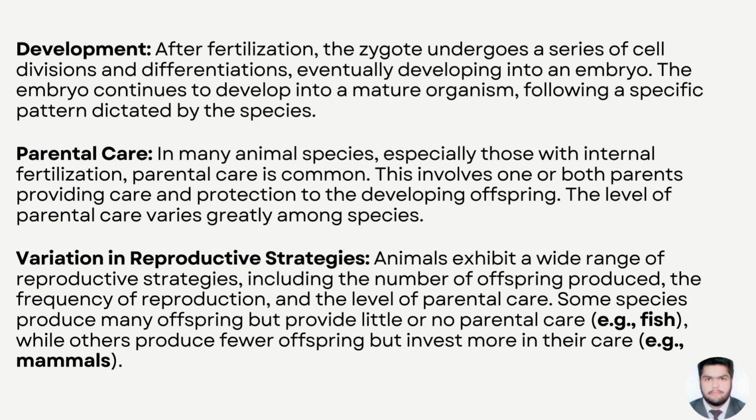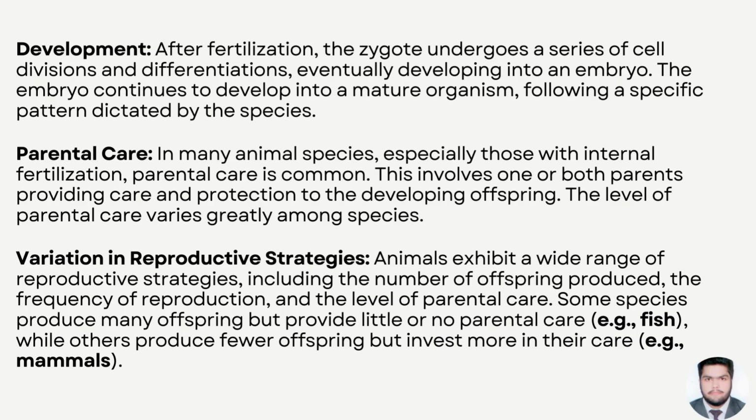Point 5. Parental care. In many animal species, especially those with internal fertilization, parental care is common. This involves one or both parents providing care and protection to the developing offspring. The level of parental care varies greatly among species.